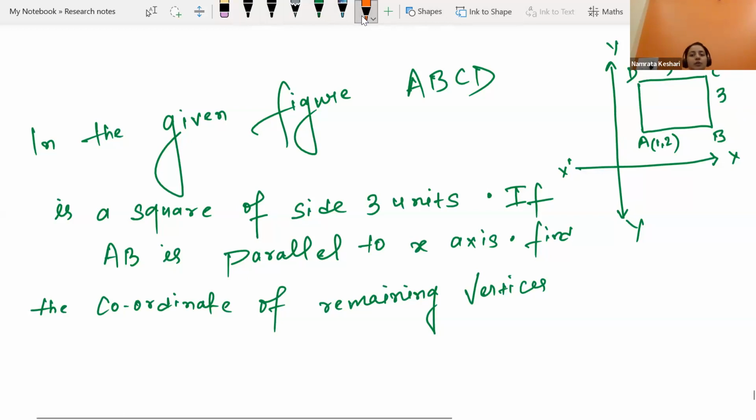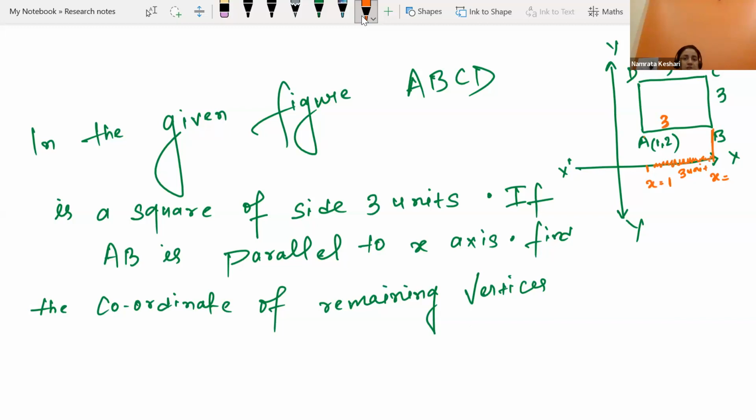If A is 1, 2, that means x is 1 over here. At B, x will be, who will say? At B, x coordinate will be, can you repeat? 1, 4, x will be 1. No. See, x is 1, then we are just progressing on the x-axis. So what is B? 3 units we have gone ahead.